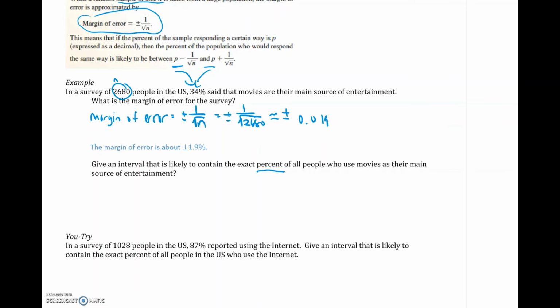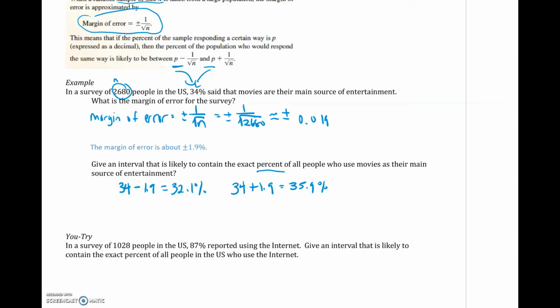Nice and easy, we just add or subtract that margin of error. Right, so I'm just going to take that percentage 34, which is that P, and I'm going to subtract that 1.9% to get 32.1%. And then on the other side, we're going to look at 34% and add that 1.9% to get 35.9%. And again, if you wanted to do 0.34 minus 0.019, go for it. Just convert that decimal to percentage afterwards.